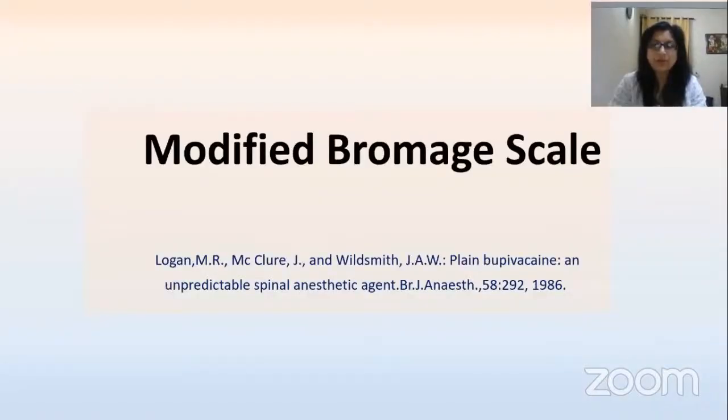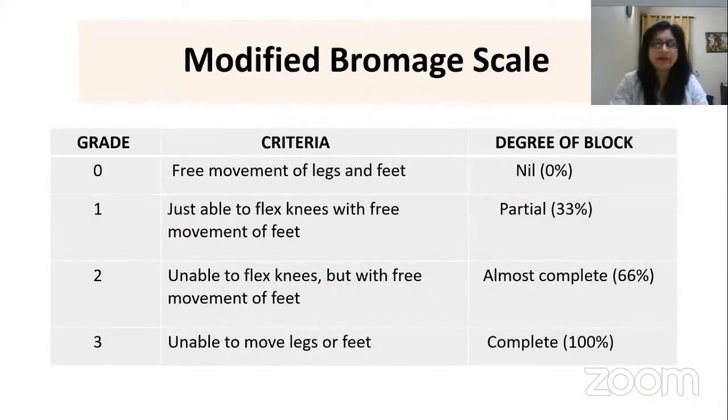Several modifications of the Bromage scale have been done. Modified Bromage scale was described by Logan and Wildsmith for the onset and assessment of motor block. It was categorized in 0, 1, 2 and 3 grades. In grade 0, the patient experiences no motor block, meaning free movement of legs and feet. In grade 1, there is a partial block, meaning the patient is just able to flex knees with free movement of feet. In grade 2, there is almost a complete block, meaning the patient is unable to flex knees but has free movement of feet. And in grade 3, there is complete paralysis, meaning the patient is not able to move legs or feet.